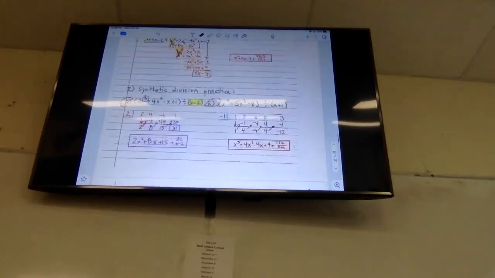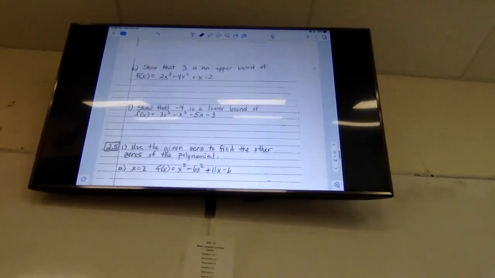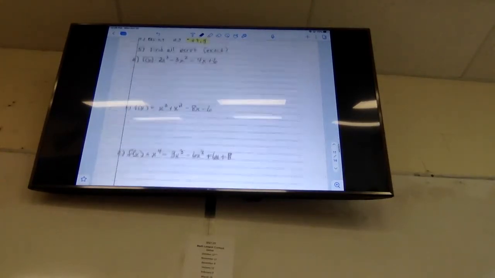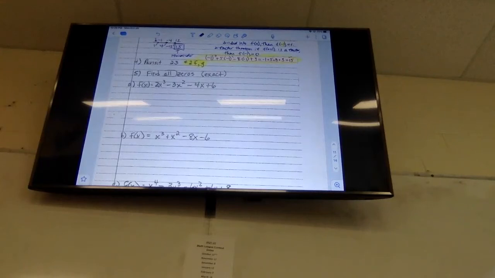Number 5 says find all of the zeros, and it says find them exactly. It doesn't give us any hints. It doesn't tell us what to divide by. It just says find all the zeros.